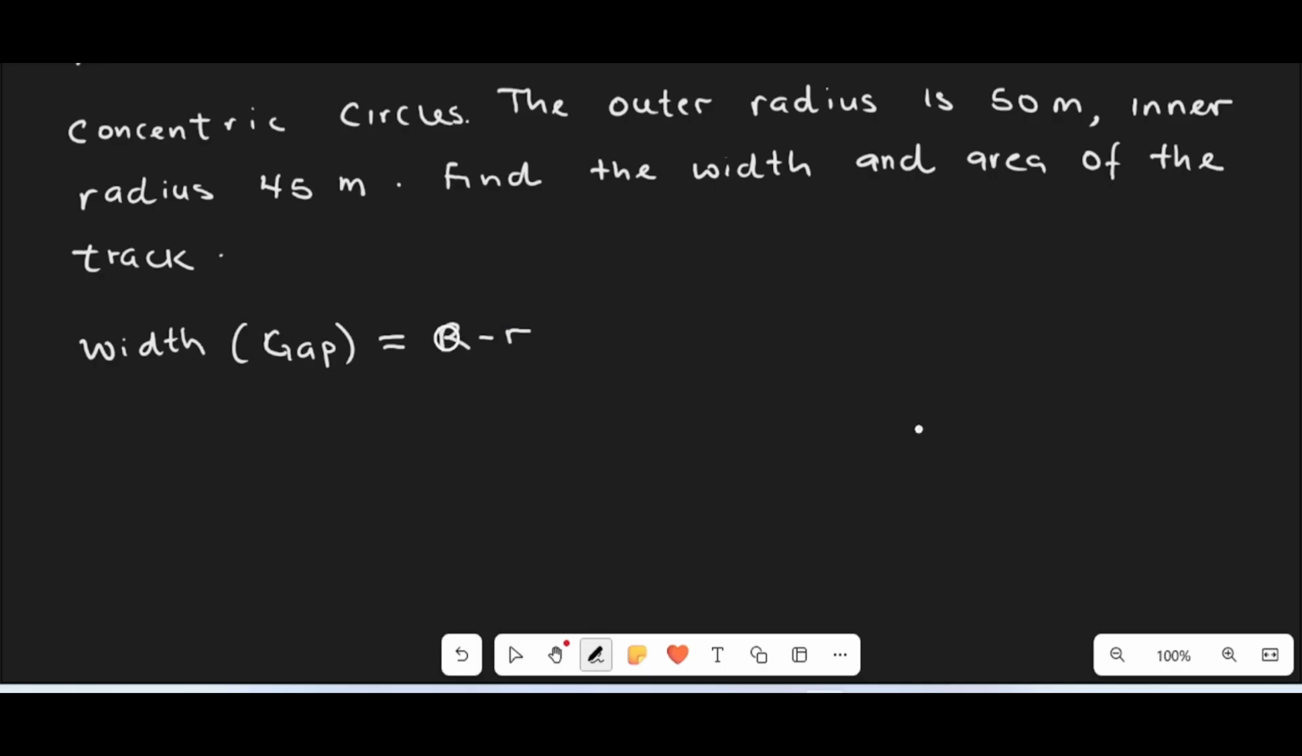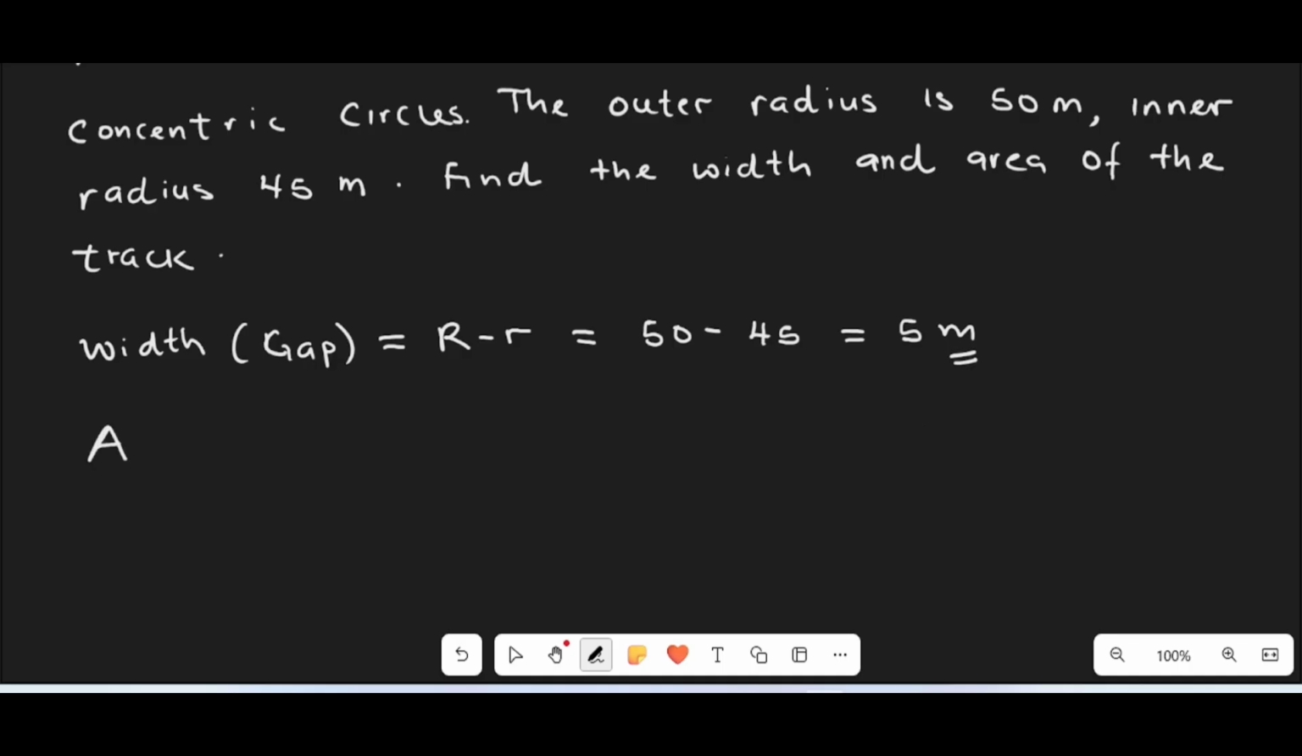Capital R is the radius of the outer circle. Small r is the radius of the inner circle, which equals 50 minus 45, which is going to give us 5 meters. They also ask us to find the area of the track. The area of the track simply means the annulus.